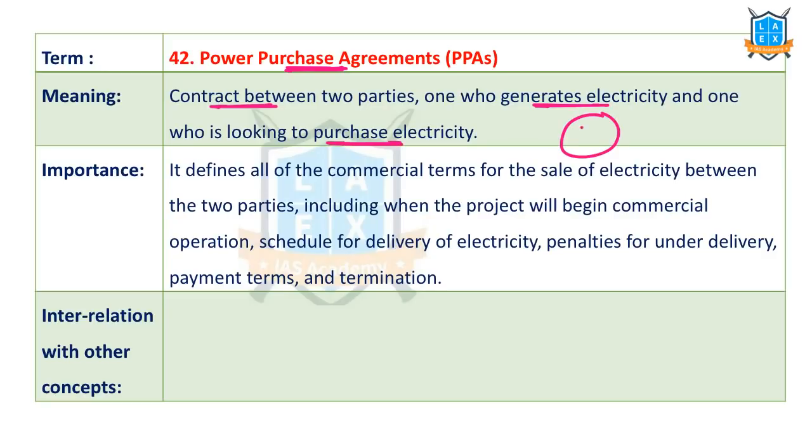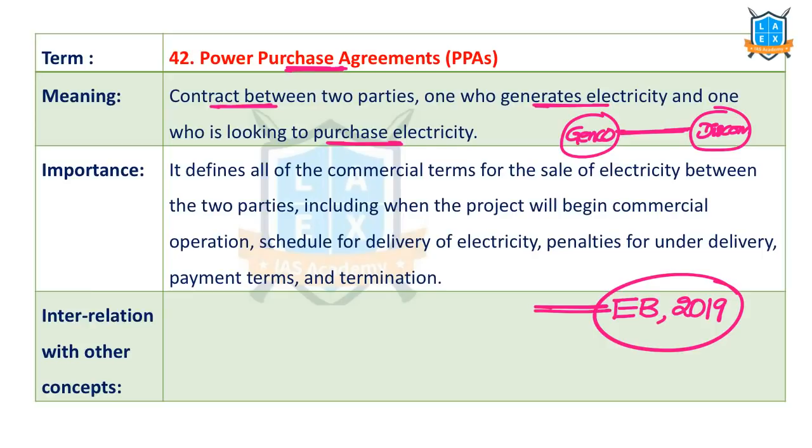That means power generating GENCOs, generating companies, and power distributing DISCOMs. This is an agreement. So these agreements are in news because some states have cancelled the power purchasing agreements in between. And there is this Electricity Bill 2019. This electricity bill was proposed, not yet passed, but it is a draft bill.